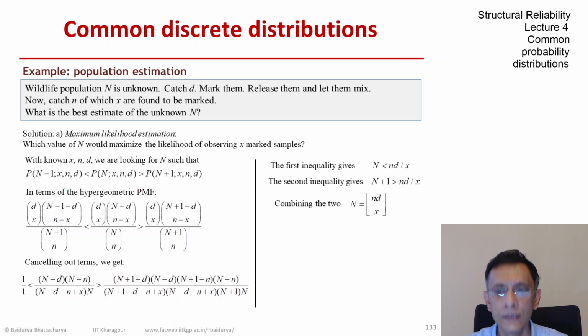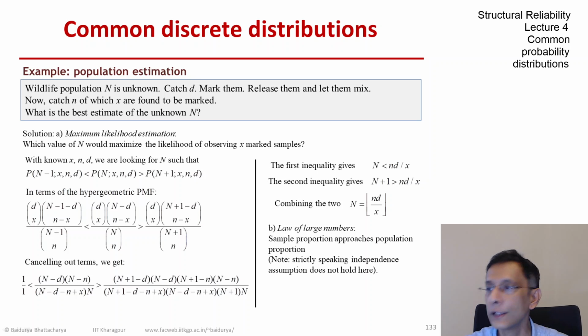There's also another intuitively appealing explanation of this solution, and that is by invoking the law of large numbers. It is by asserting that the sample proportion approaches the population proportion. Although the underlying requirements for the law of large numbers to hold are not strictly met here, because the samples are not strictly independent, assuming that small n is small compared to capital N, we can still equate the two proportions, and I get the same answer for the unknown population size.